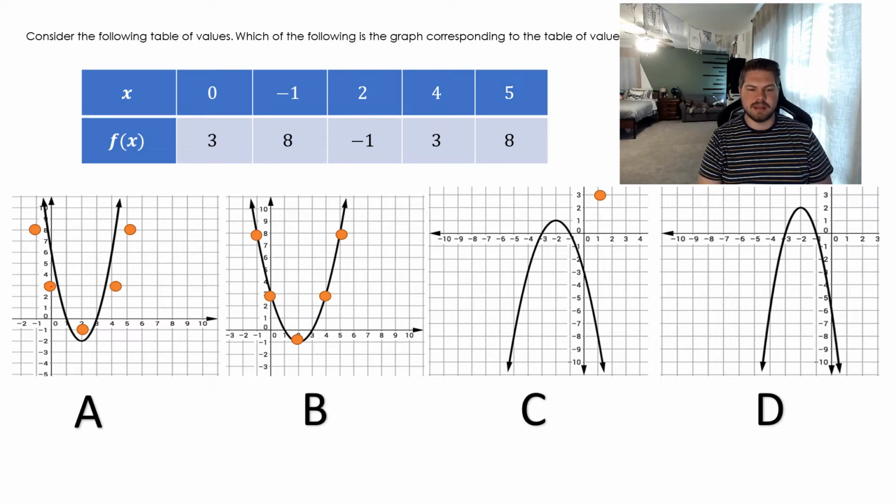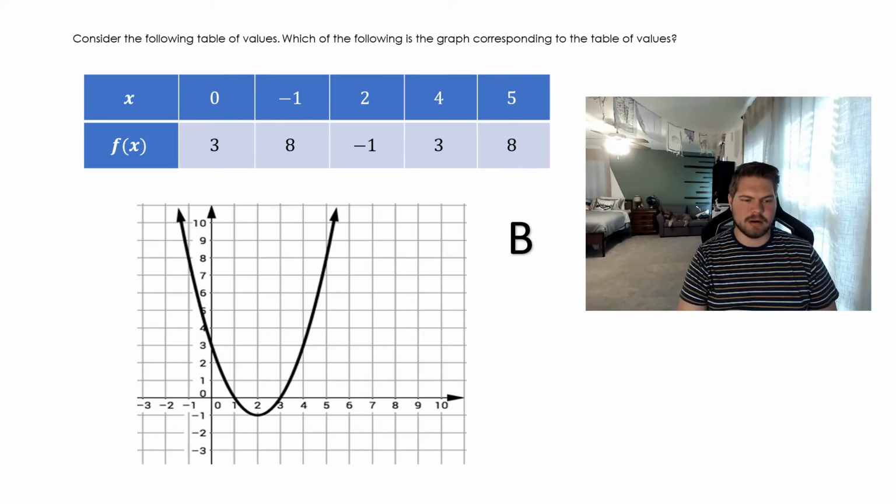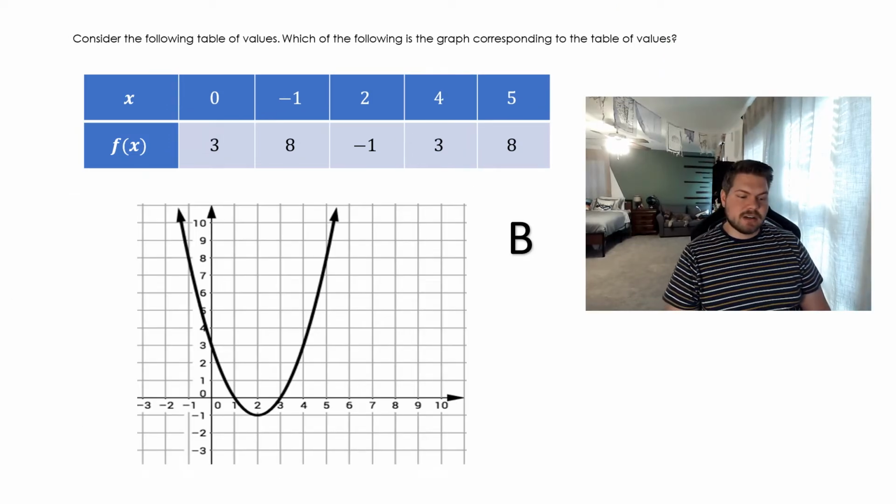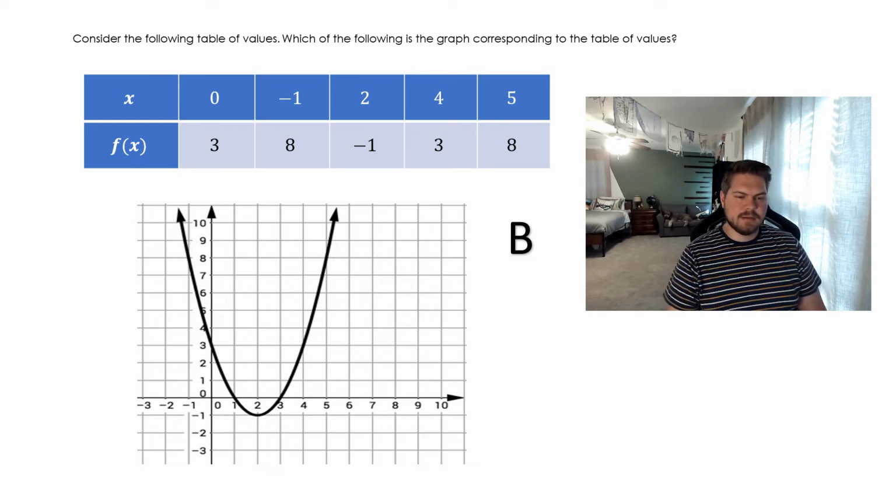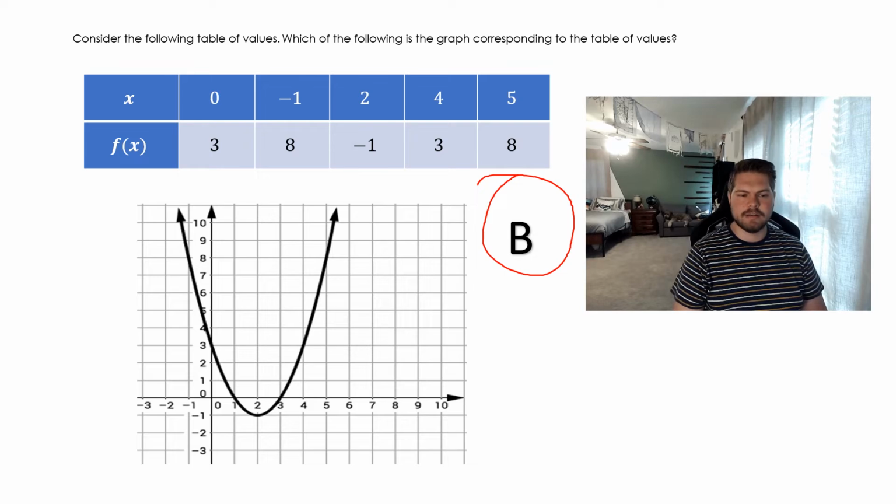Let's do the same thing on this one. Yeah, no, these aren't even close. This B is going to be our perfect answer right here. So you can go ahead and circle B in your books. Perfect.